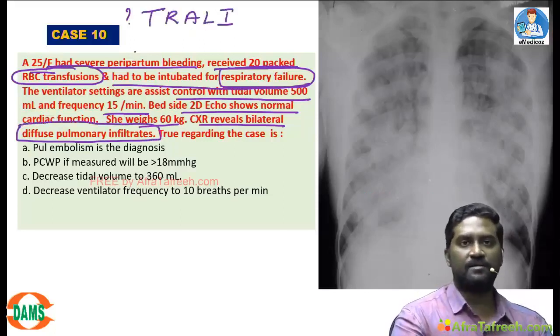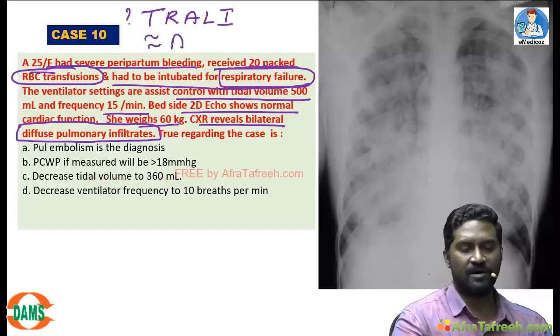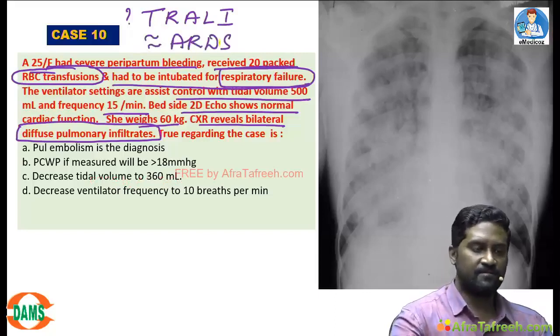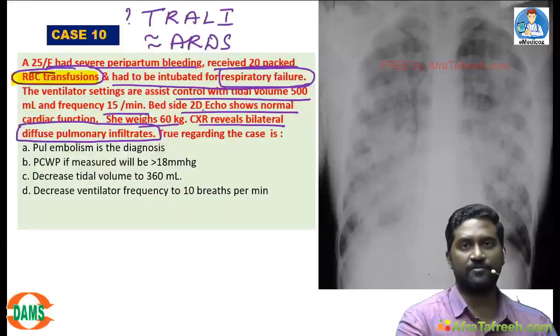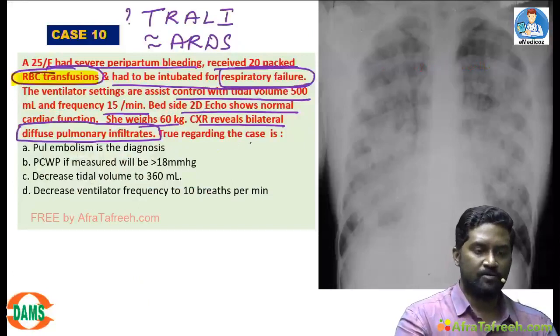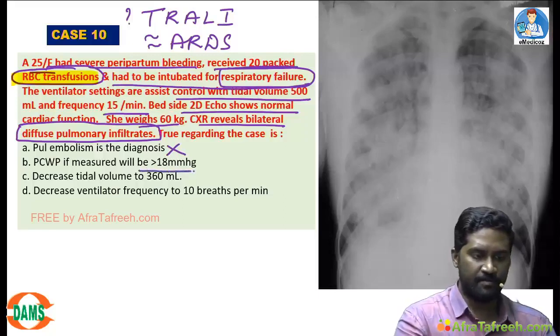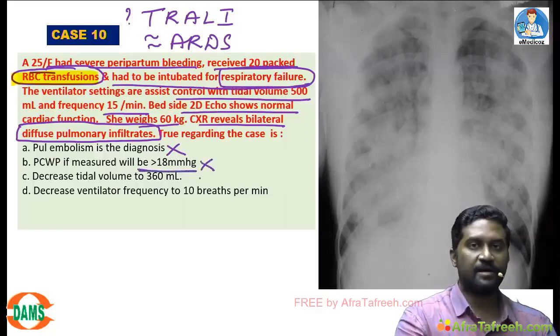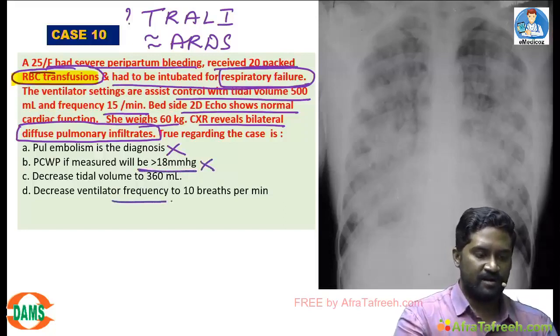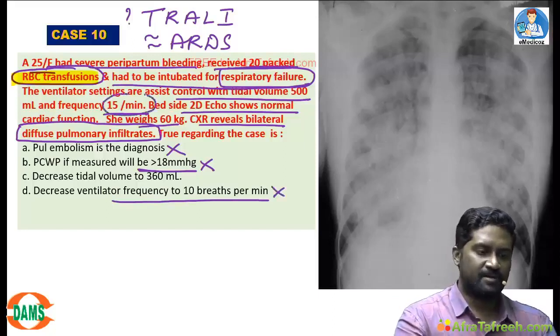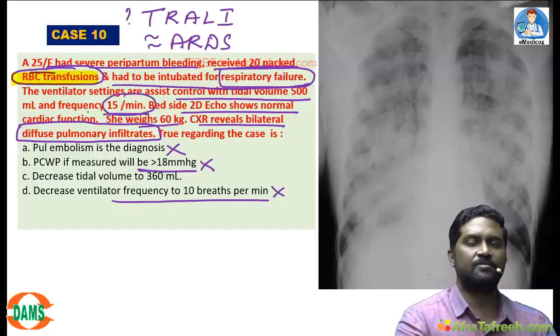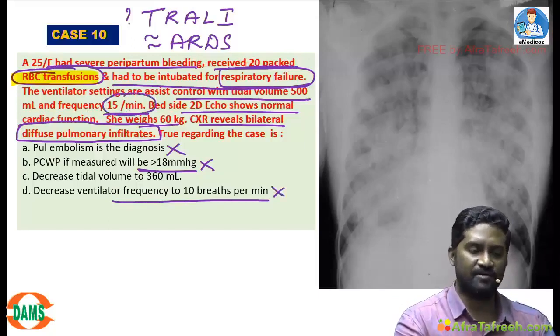Nowadays we are not using the term acute lung injury, we are just calling it ARDS. This is an ARDS developed due to blood transfusion, and you can also see the cardiac function is normal, so most probably it is non-cardiogenic pulmonary edema. True regarding the case: pulmonary embolism is the diagnosis, it is a false statement. PCWP will be more than 18? No. This is ARDS, it will be less. Decrease the ventilator frequency to 10 breaths per minute? No point, because already the respiratory rate is maintained at 15 per minute. No need to decrease it below the physiological limits.